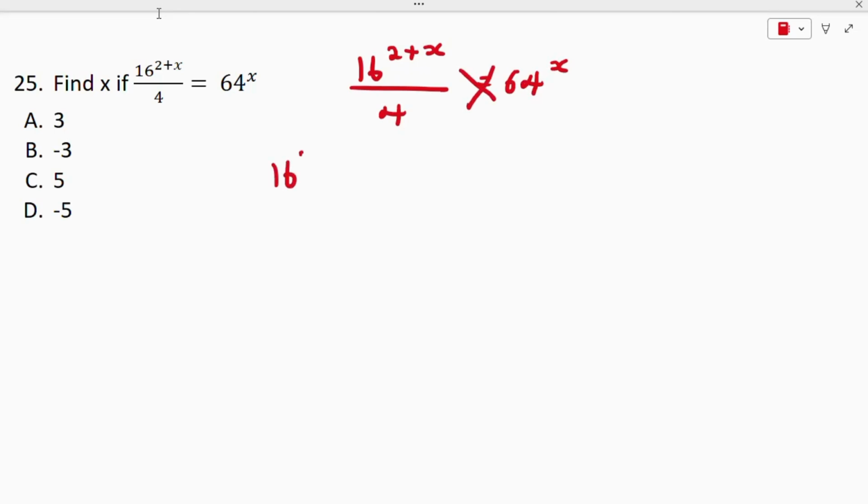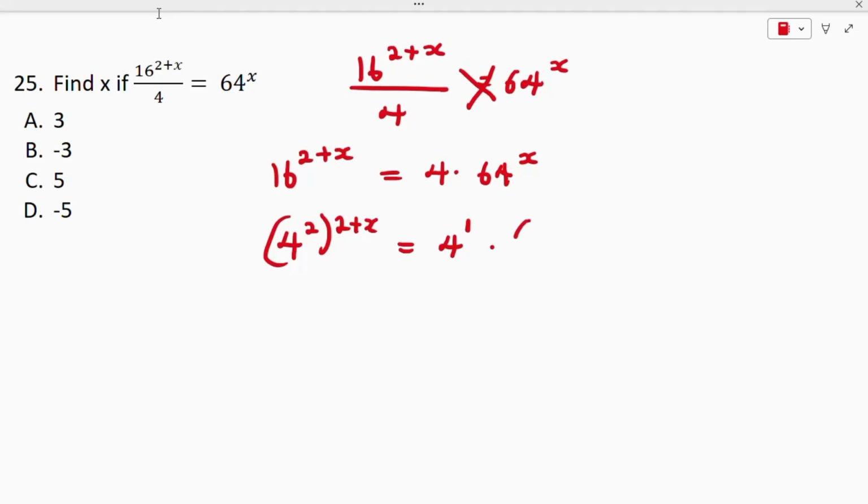So we have 16 raised to the power of 2 plus x is equal to 4 multiplied by 64 raised to the power of x. Now 16 can be expressed in terms of 4 as 4 raised to the power of 2, all raised to the power of 2 plus x, is equal to 4 raised to the power of 1, multiplied by 64, which can be expressed in terms of 4 as 4 raised to the power of 3, all raised to the power of x. So we want to simply open up this bracket right here. So we have 4 raised to the power of 2 multiplied by 2 plus x is equal to 4 raised to the power of 1 multiplied by 4 raised to the power of 3x.